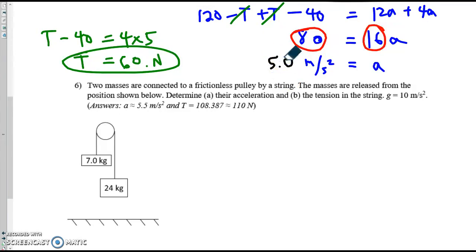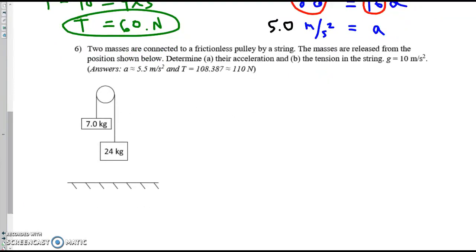Okay, number 6. We're going to do the same thing. The first step is to draw the forces. We have 240 newtons pulling down, and we have 70 newtons pulling on this one. There is tension. The tension pulls up right here, and it pulls up on this end of the string. We write down Newton's second law.